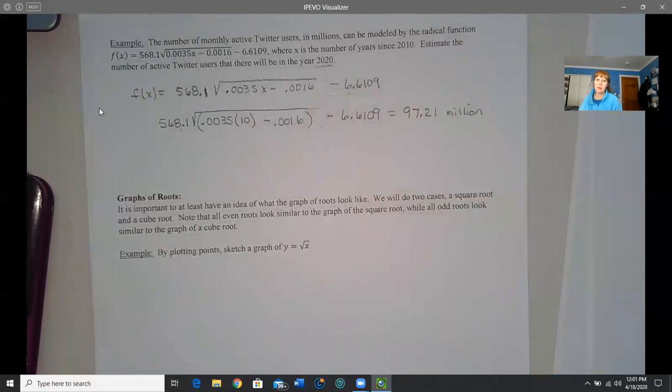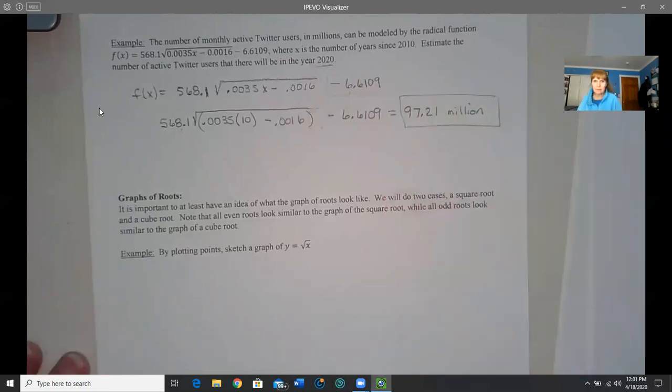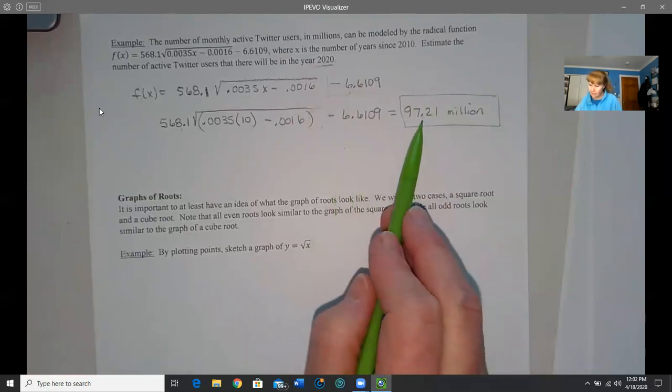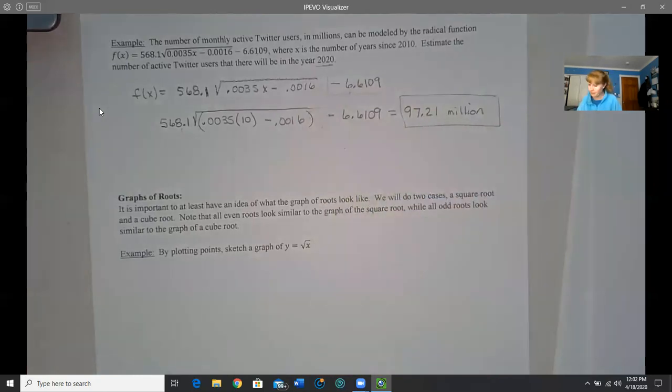Is that millions? Yeah, it's got to be more than that. So Twitter's pretty popular. I haven't used Twitter, and I'm old. So okay. Anyways, there's an estimate, and those of you that are in your science classes could find the error. You take the actual minus what you got, divided by the actual, to find the percentage error. But, okay.